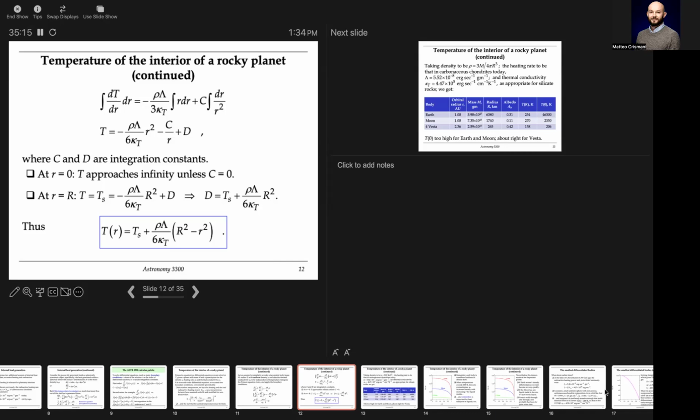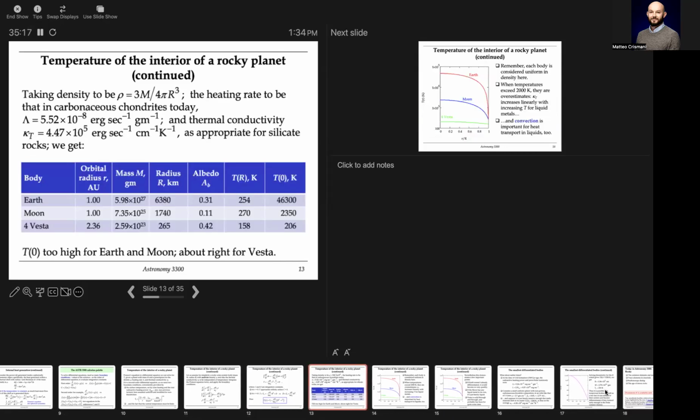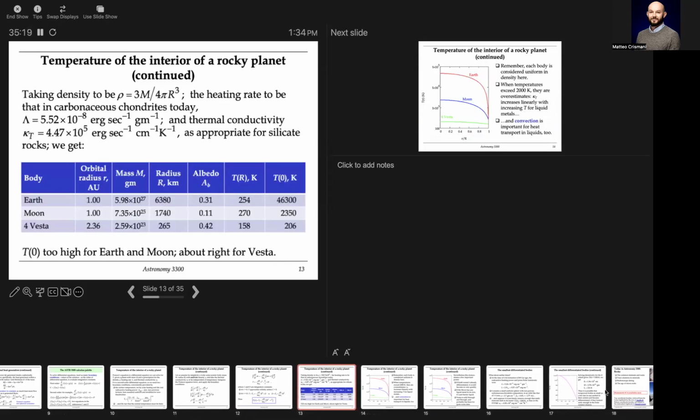So let's try. Taking density to be just a very average value, and using the heating rate for carbonaceous chondrites today and the thermal conductivity for silicate, just assuming the whole thing is silicate since we're only talking about terrestrial rocks, these are the bodies you get. And remember, at each one of these steps, you're making an approximation. So our expectation of the interior should not be, oh, we nailed it. It's more like, oh, to first order, that's correct.